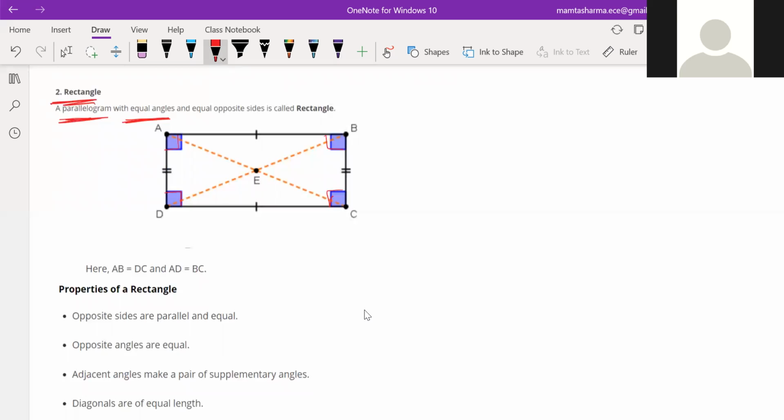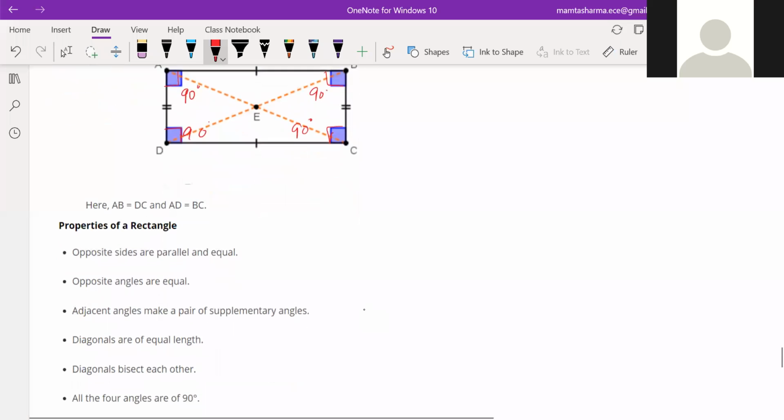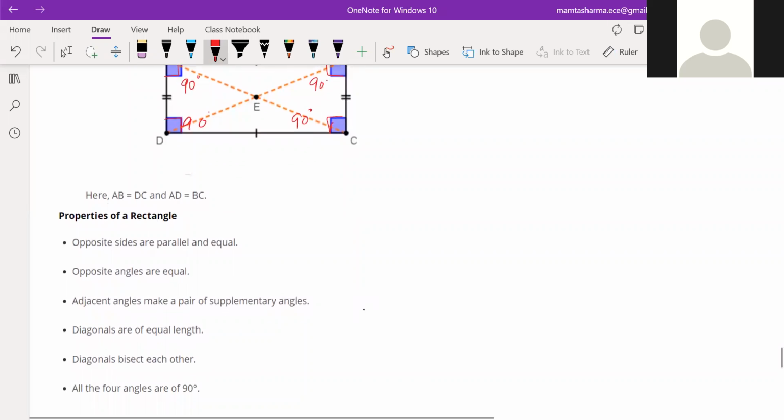The unique property of a rectangle is equal angles. All angles are equal and they are 90 degrees. Now what are the properties? The same properties of a parallelogram will be applied over here. One property: opposite sides are parallel and equal. We have already done this with the parallelogram.